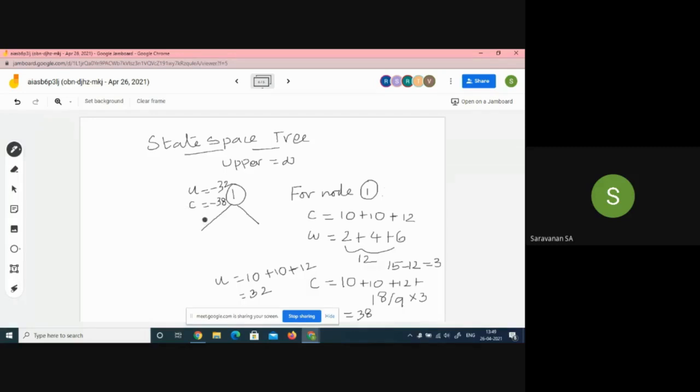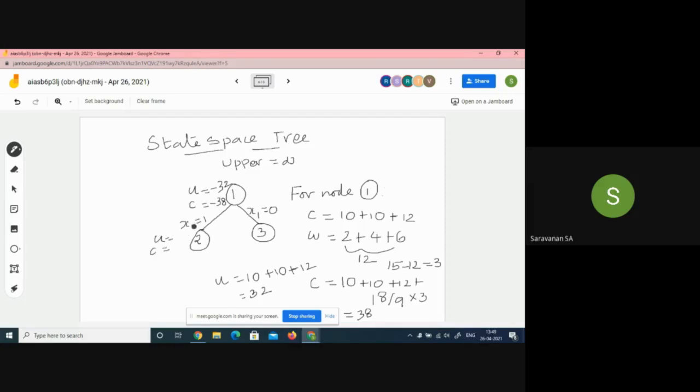Okay, so as I told you, the next nodes are going to be generated. Either I can include x1, so x1 equal to 1, or here x1 equal to 0. Okay, so I am including the first item here, and not including the first item there. So I am going to generate the second node here and the third node here. What is the value of u for the second node? What is the value of c?